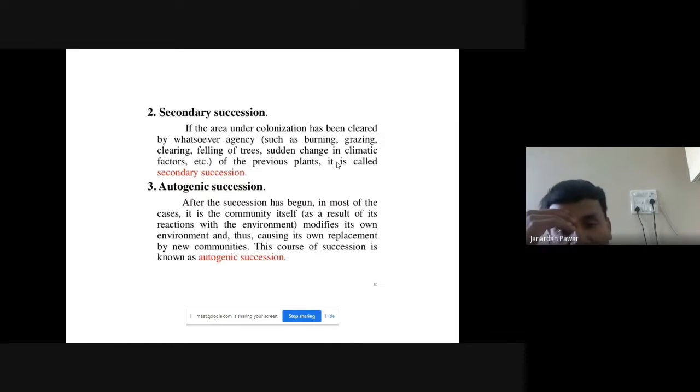Then the third one is autogenic succession. The word is a little bit different for you, but we are going to understand the word autogenic, and we are going to understand the concept of autogenic succession also. So what does it mean?